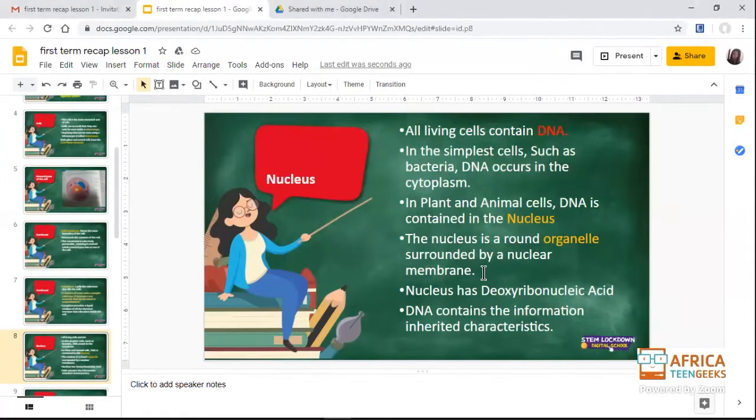The nucleus is a round organelle surrounded by a nuclear membrane, and it contains the DNA. And remember, DNA in full is deoxyribonucleic acid. This DNA contains the information for inherited characteristics. So our genes, what we inherit from our parents, all that information is contained in the DNA. Any questions thus far, or should I continue?